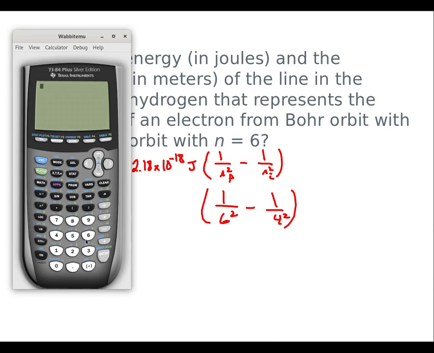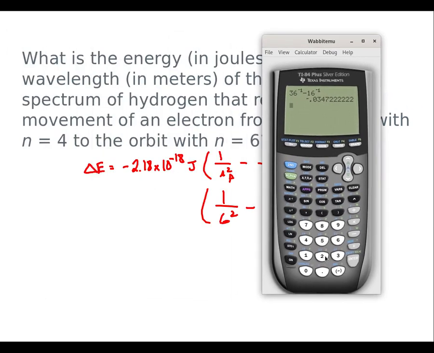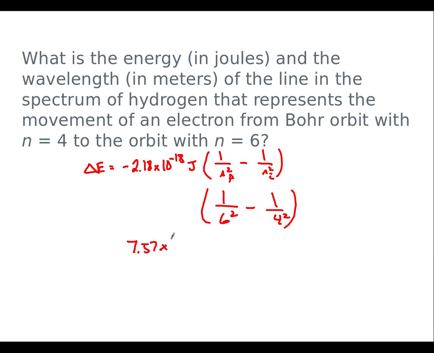So, how about this? I will do 6 squared is 36, so 36 to the negative 1, minus 4 squared is 16 to the negative 1. All right, that's my parentheses. So I'm going to take my parentheses and multiply it by 2.18 times 10 to the negative 18th, and then I'll just flip the sign. So my delta E is 7.57 times 10 to the negative 20th, and it will be joules. All right, that's the energy.